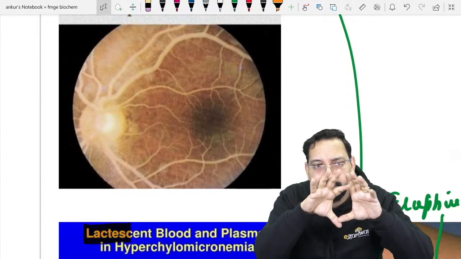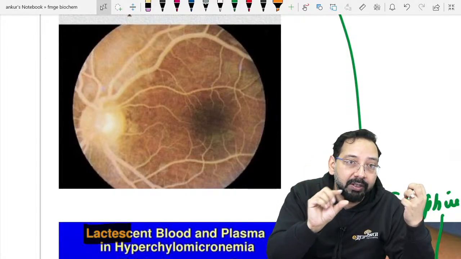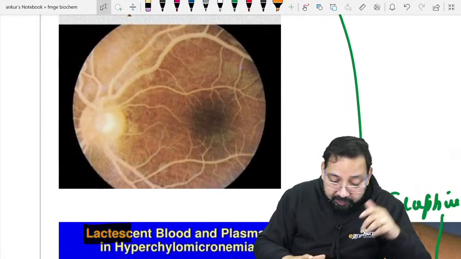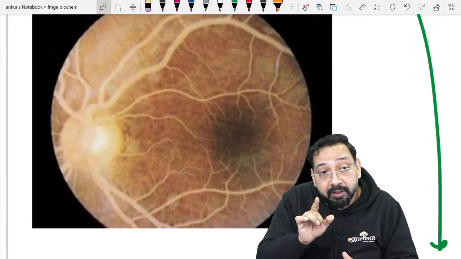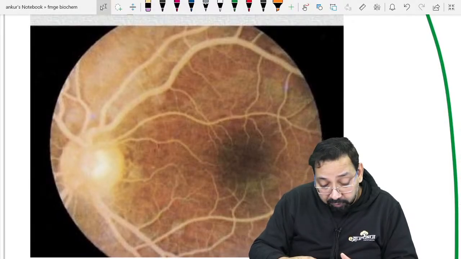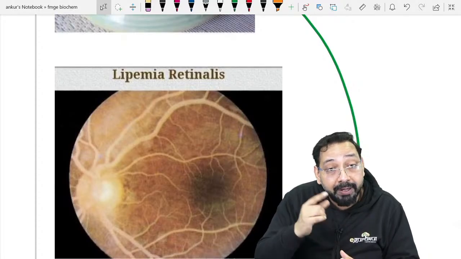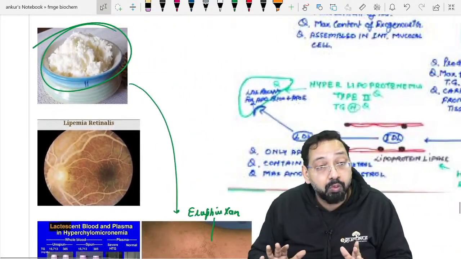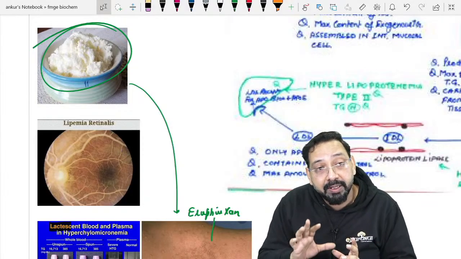In fundoscopy, you will see a reddish, pinkish hue, because the blood vessels are there in the retina, and they give a pinkish hue. But if there is hypertriglyceridemia, the blood vessels will be loaded with triglyceride and the hue will change to white. Lipemia retinalis is due to this whitish color. So even if you don't know anything about a topic, and you know the color of triglyceride, you will solve many questions.